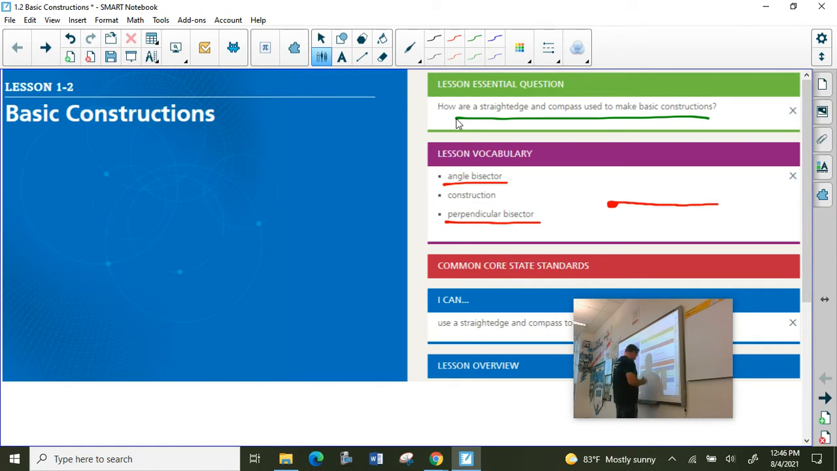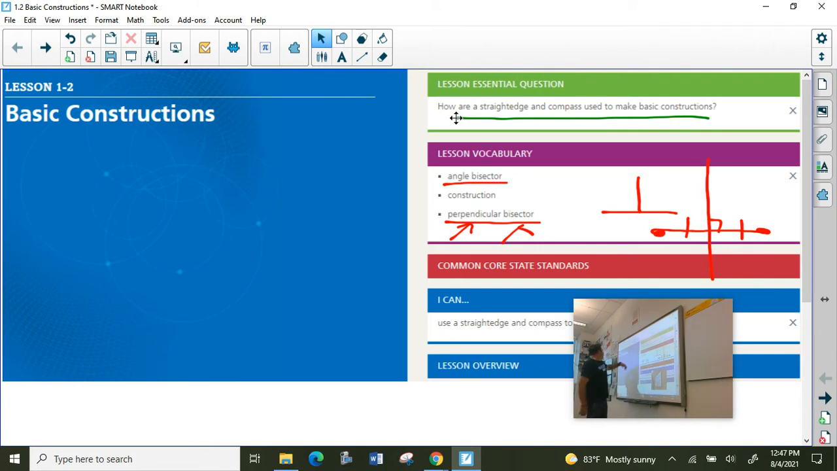Now, perpendicular bisector. Perpendicular, actually, I'm going to erase this here. The symbol that you're going to see for perpendicular is this. Now, what does perpendicular mean? 90 degrees, or a right angle. So this means that we're going to take a segment and make it 90 degrees. But that's the perpendicular. Bisector means it cuts that in half into 2 congruent parts. We learned the word congruent yesterday. And then constructions, we'll get there.